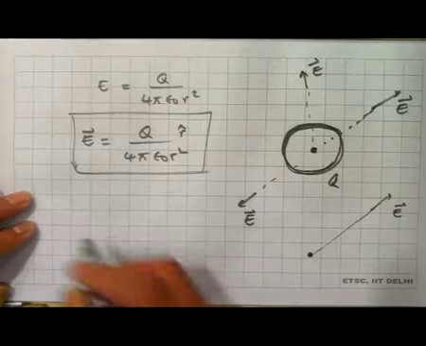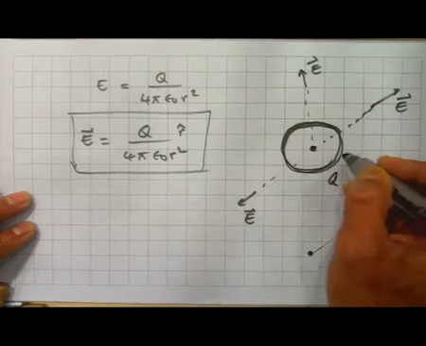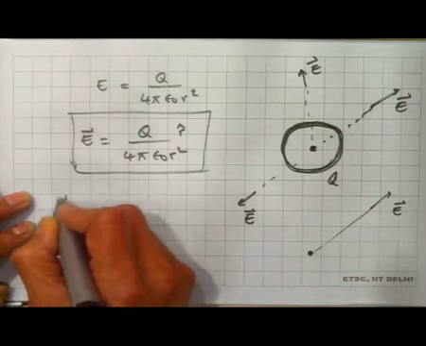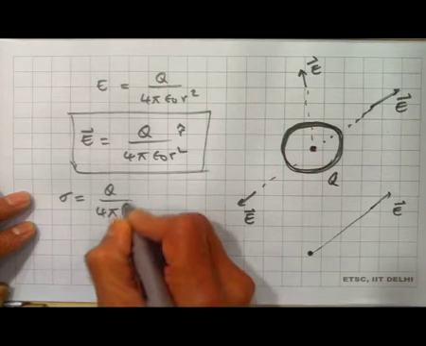I can also put this in a slightly different form. Remember, Q is the total charge, and I mentioned that it is uniformly distributed on the surface of the sphere. So, the surface charge density is the total charge by 4 pi r square.